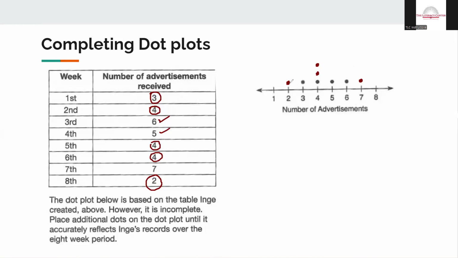Do we have 8 dots? 1, 2, 3, 4, 5, 6, 7, 8. Yes, we do. That's all there is to that. We're completing a dot plot by comparing it to the data.